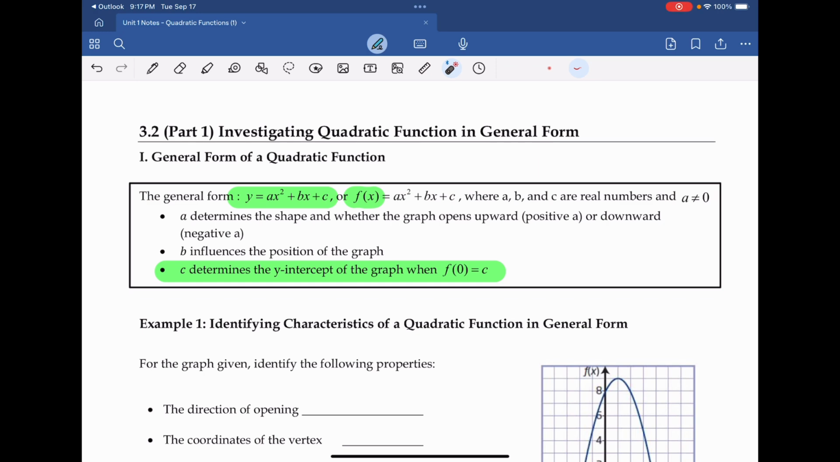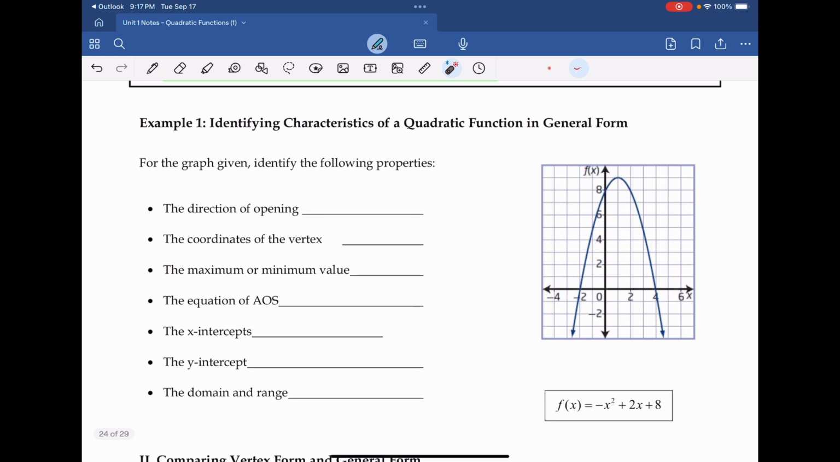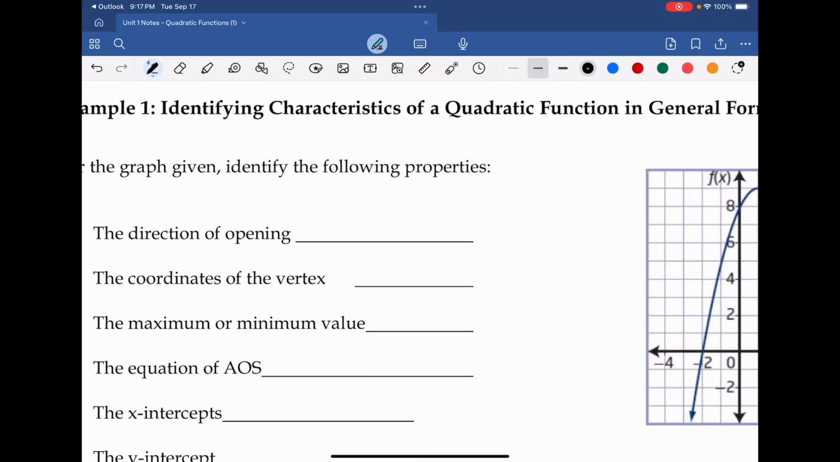Now, let's begin with example 1 here, where we're going to identify some characteristics given the graph and its equation that pairs with it. All right, so here's the graph. Direction of opening. Well, we can clearly see that the tails are facing downwards in this situation. So for our first box, direction of opening, we're just going to write that it is down.